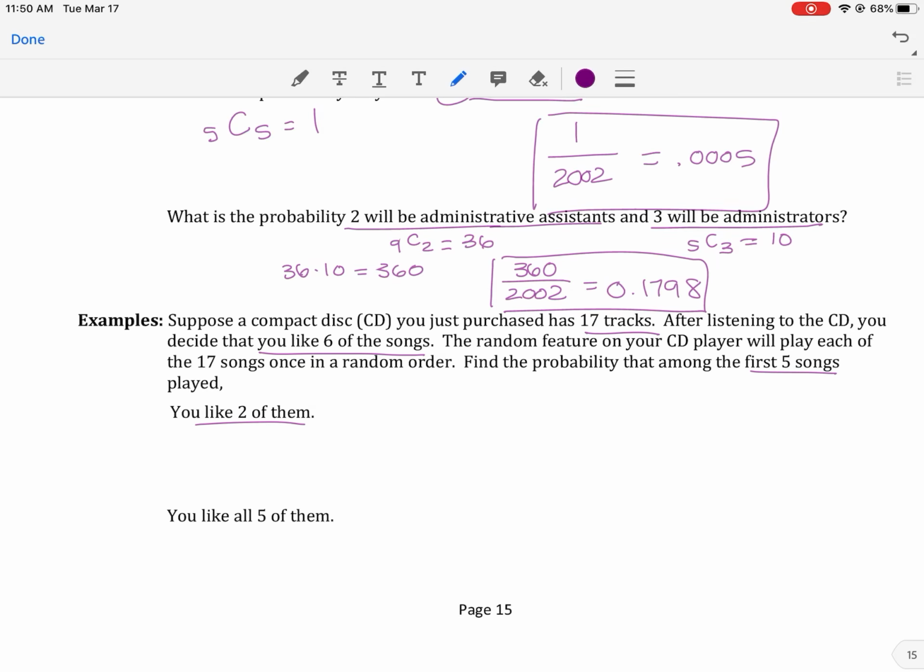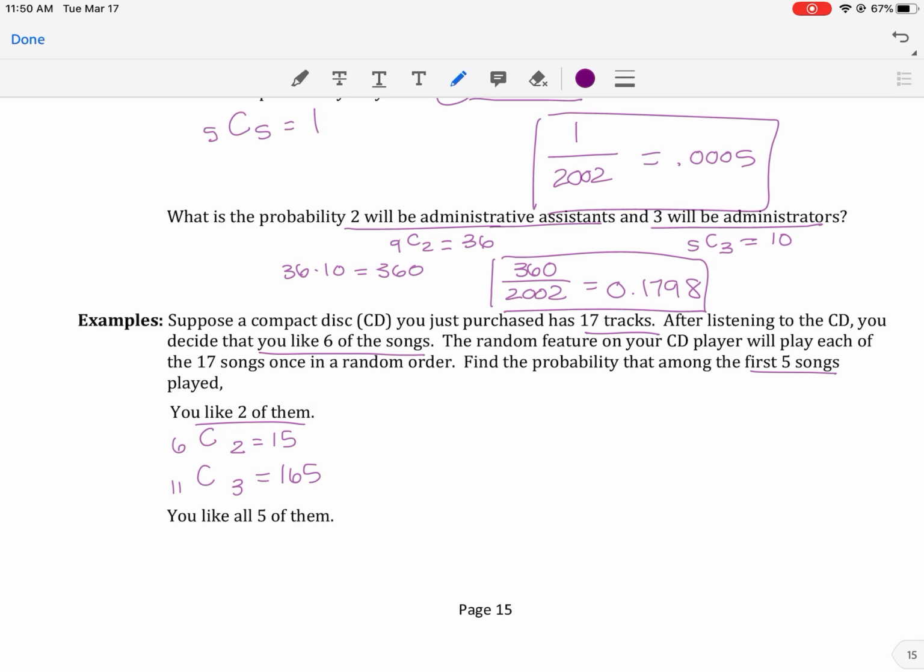So we're saying, okay, well, you like 6 of the songs, right? And you want just 2 of them to come up. The order they come in doesn't matter, so we're doing a combination, 6 choose 2, and you end up with 15. Okay, but out of 5 songs, you also have the other 3 that you don't like. How many of them don't you like? There's 11 total that you don't like. So there are 165 ways, when we do 11 choose 3, that you can find ones you don't like.